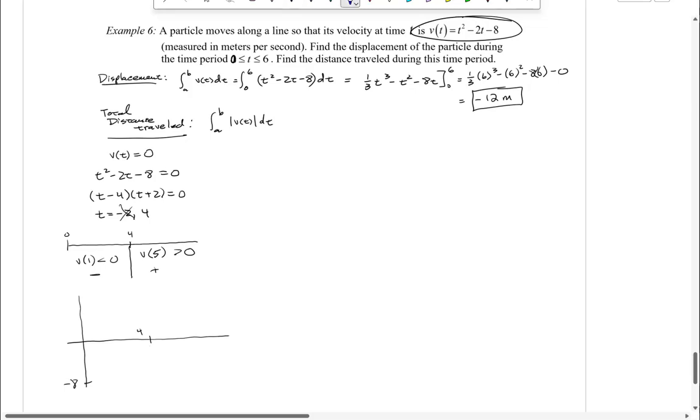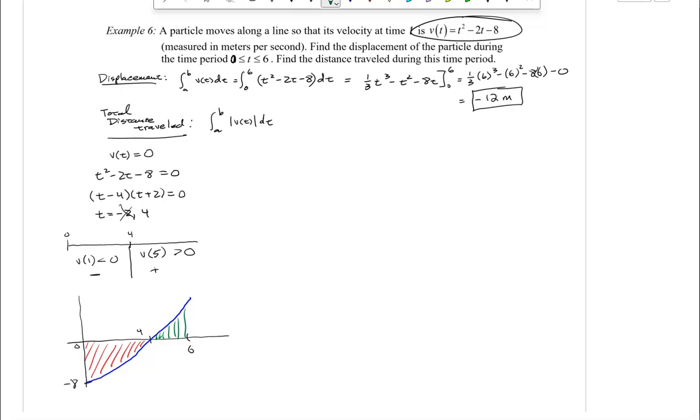Our parabolic velocity function is doing something like this on the time from 0 to 6, let's say. What you'll notice is that when we integrate here, we have all this quote unquote negative area, but when we integrate here, we're going to get positive area, right? What we found with the -12 was that the net area when we integrate from 0 to 6 is -12, meaning there's more red area than green area.